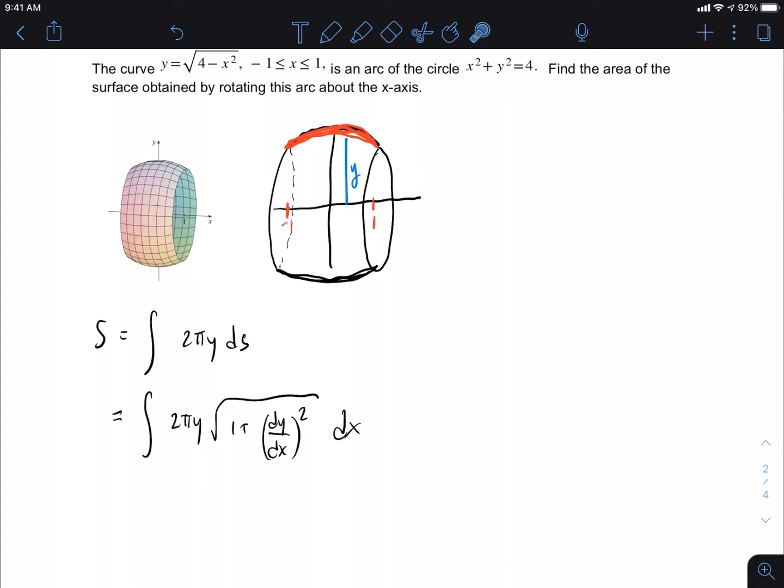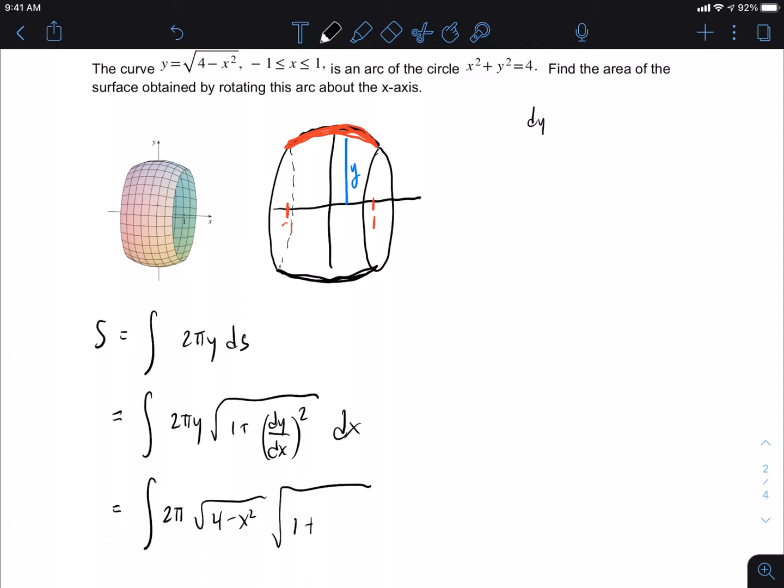The original function. Y is what? Square root of 4 minus x squared. Right. So then I'm going to break this up and become the integral of 2 pi radical 4 minus x squared. And then over here, 1 plus. But now I need to know what the derivative is.